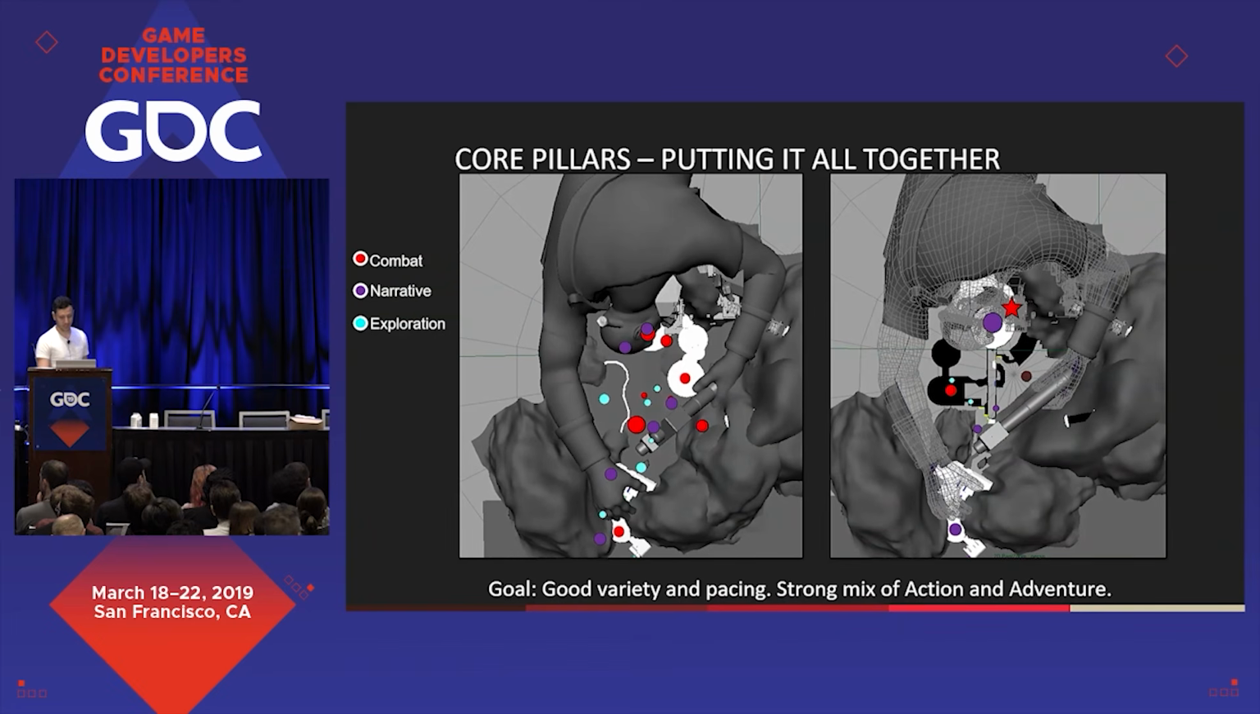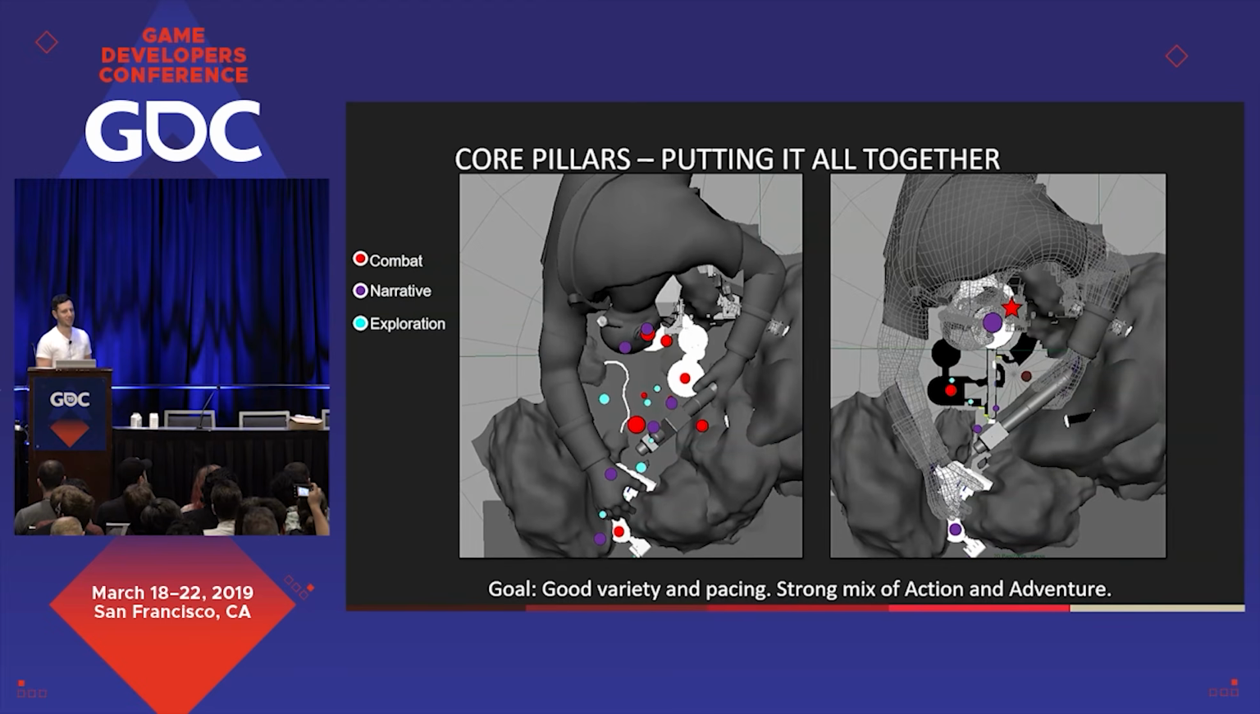So when you put it all together, I think you have a level that accurately delivers on the three pillars: combat, narrative, and exploration. And if you use these correctly, you can achieve the variety and pacing that I think we're looking to master, a mix of action and adventure.